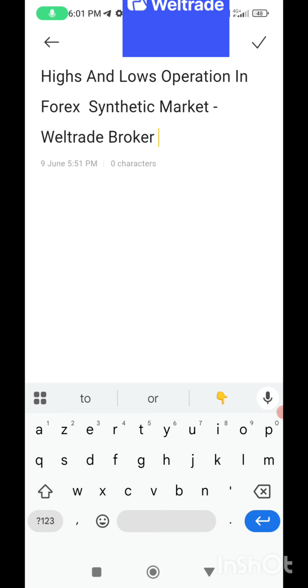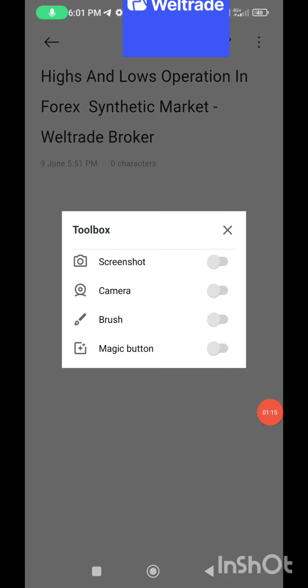So I'm going to start with the theoretical part of this, and I will actually bring in the practical part of it. Okay, so let's start with the theoretical part.